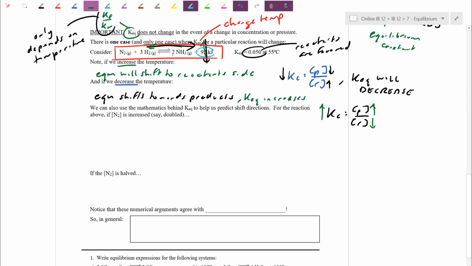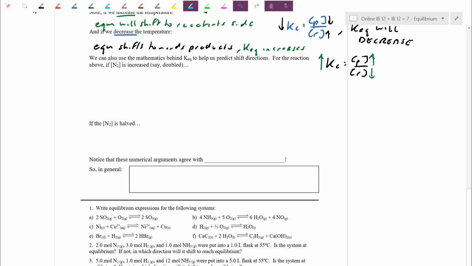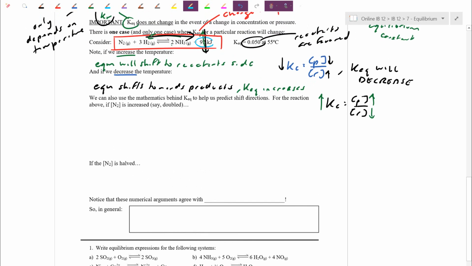We can actually do this a little bit more mathematically as well, so we can predict this shifting direction. For the reaction above, let's say we increase N2 to double. Let's start off with the equilibrium expression. KEQ is products over reactants. None of them are solids or liquids, so I include all of them. The KEQ is ammonia squared divided by N2 and H2 cubed. Remember, for this equilibrium constant expression, we use the coefficients for the powers.